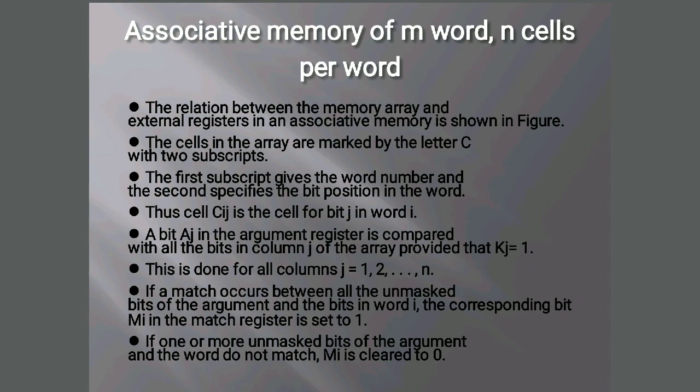A bit A_J in the argument register is compared with all the bits in column J of the array provided that K_J equals 1. This is done for all columns J equals 1, 2, ..., N. If a match occurs between all the unmasked bits of the argument and the bits in word I, the corresponding bit M_I in the match register is set to 1. If one or more unmasked bits of the argument and the word do not match, M_I is cleared to 0.